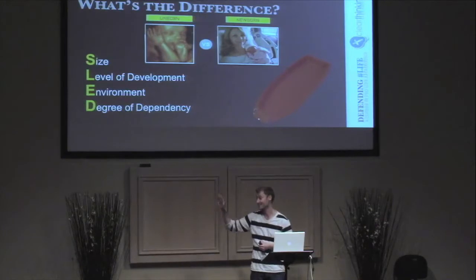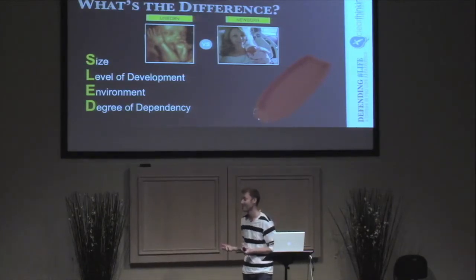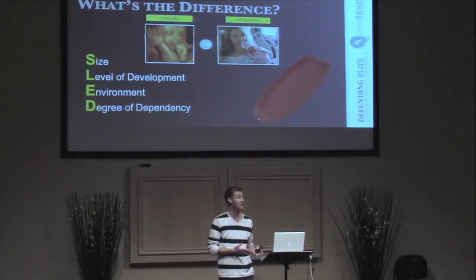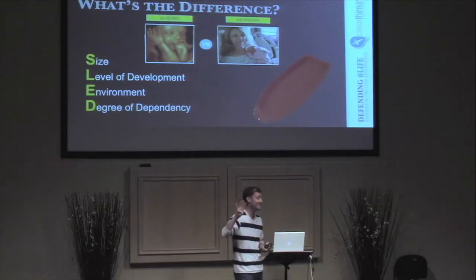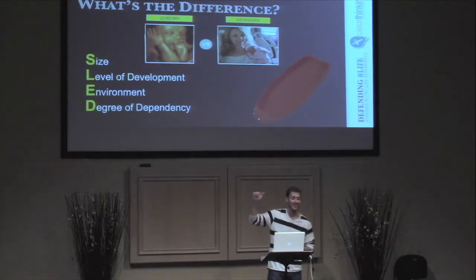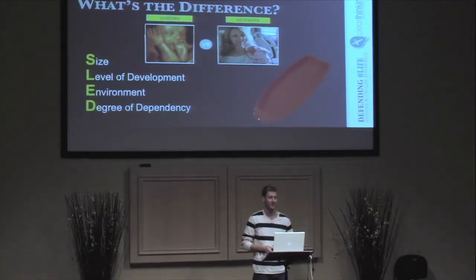You guys need to memorize this stuff. When you're talking with someone and you give your scientific case, you're going to move to the philosophy. You're going to say, yeah, they differ, the newborn, which is a person, from the unborn. And there's 4 reasons why they're different: size, level of development, environment, degree of dependency.